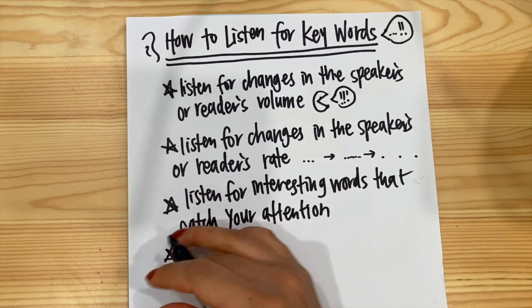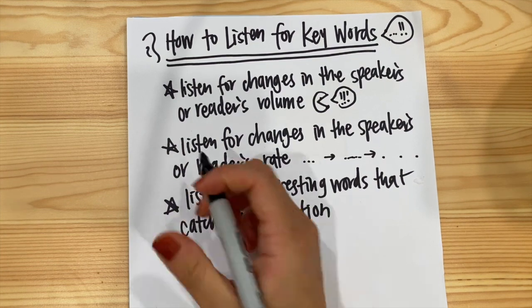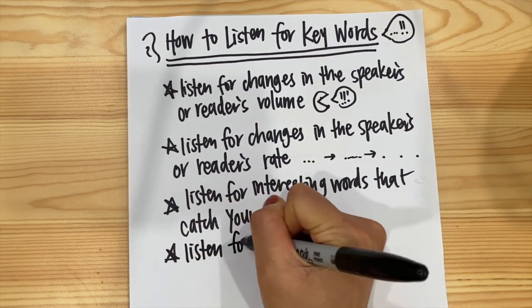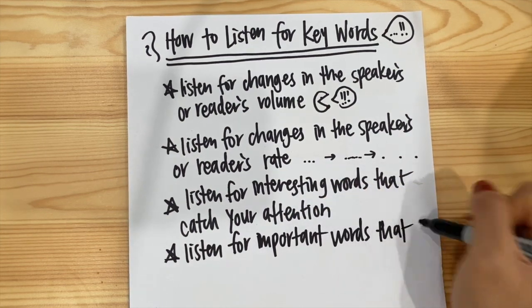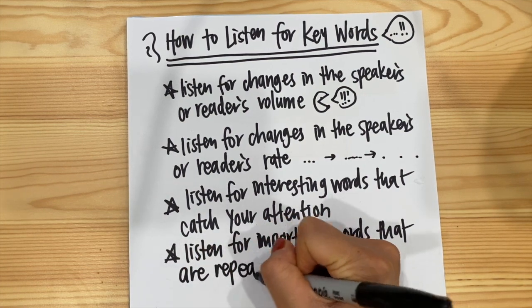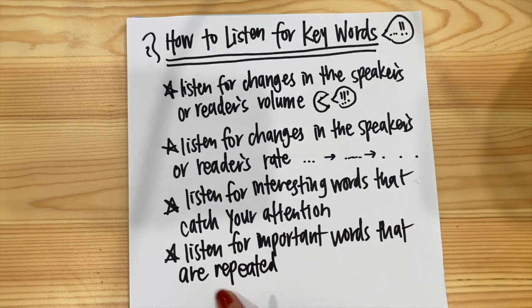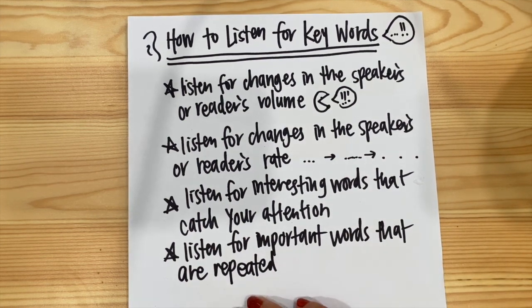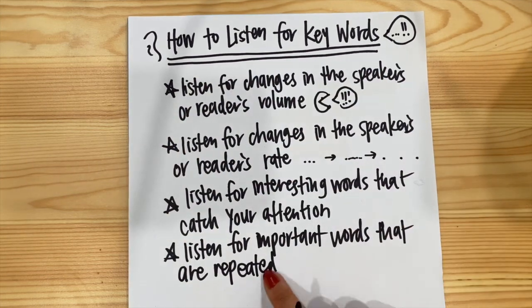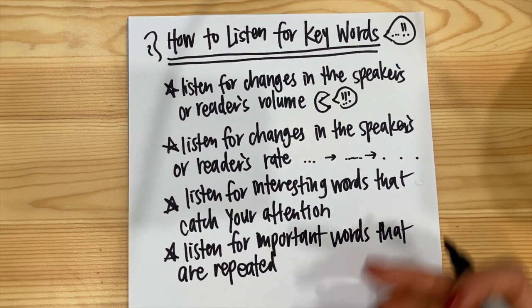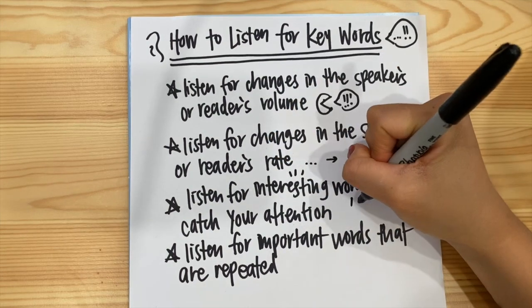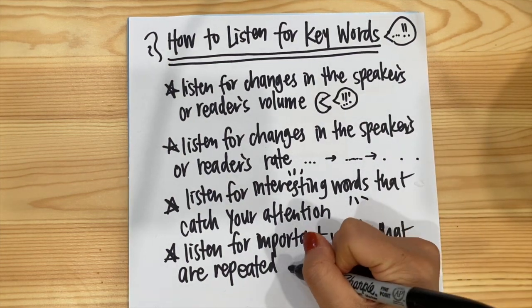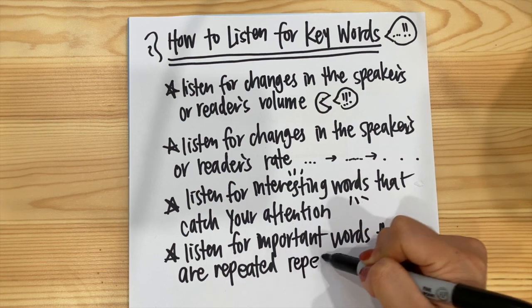Okay? And finally, our last point of how to listen for keywords is listen for important words that are repeated. So this is what we kind of practiced yesterday, listening for important words that are repeated. And we are going to continue practicing listening for keywords throughout the text, but also for repeated words to figure out what the central message is of Grandfather's Journey. I'm going to say repeated.